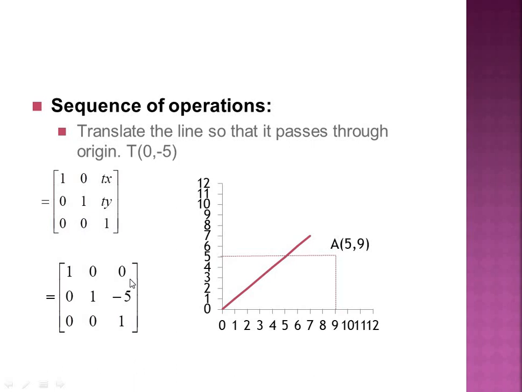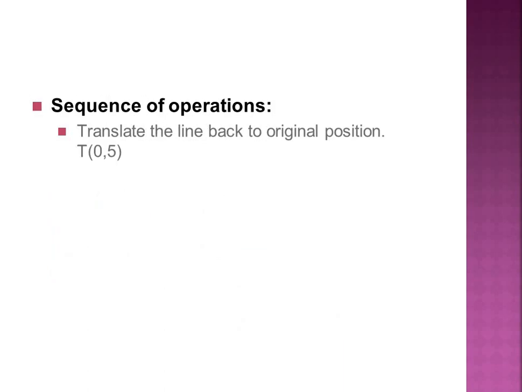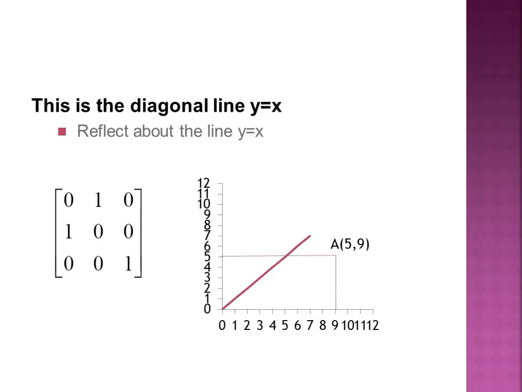As you can see, after this translation, we get that the line is y equal to x, because the value of m is 1 in this question. So we get this diagonal line y equal to x, and in the previous slides, we have already seen what the matrix is for the reflection about the line y equal to x. So I am not repeating all these steps, and I have directly put this matrix for reflection.